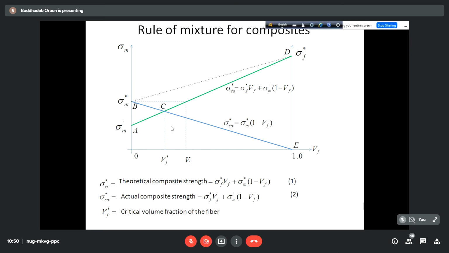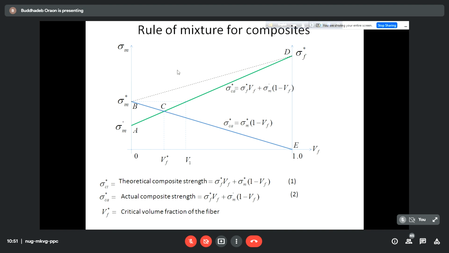So what we are plotting now here, this is our design, this green line. This line BD is a theoretical strength, and the green line is our actual strength. So if you draw this equation in this graph, it will be plotted here. That means when Vf equals 0, you are getting the sigma m dash value. Or another extreme is this, when Vf equals 1, you are getting this sigma f star.